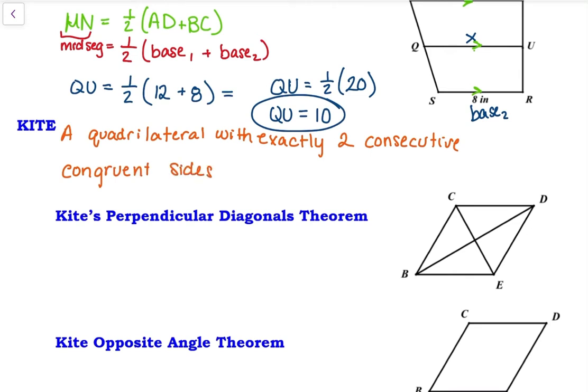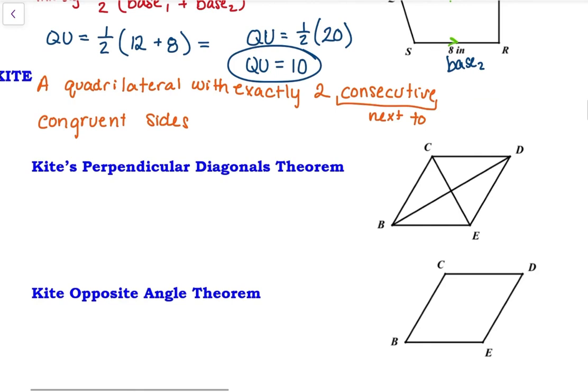Now, what that means, consecutive means next to, not two. If we're talking about congruent sides that are consecutive to each other, they're going to be right next to each other. So using this picture of a kite, that would mean that CD and DE are the same, or that CB and BE are the same. Those would be consecutive. They're right next to each other on the quadrilateral if you were just going around it.